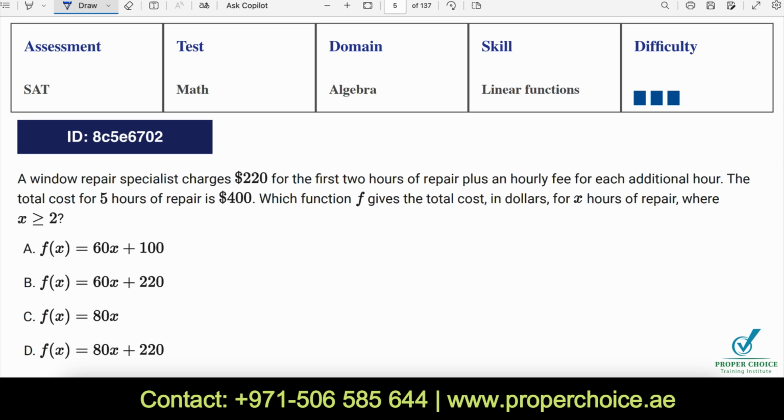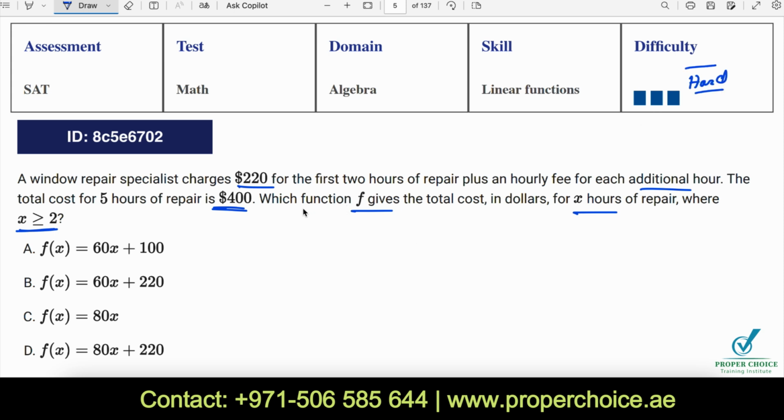A window repair specialist charges $220 for the first 2 hours of repair plus an hourly fee for each additional hour. The total cost for 5 hours of repair is $400. Which function f gives the total cost in dollars for x hours of repair, where x should be greater than or equal to 2? The difficulty level of the question is hard. When they are shading with the 3 dots, this indicates the harder one.